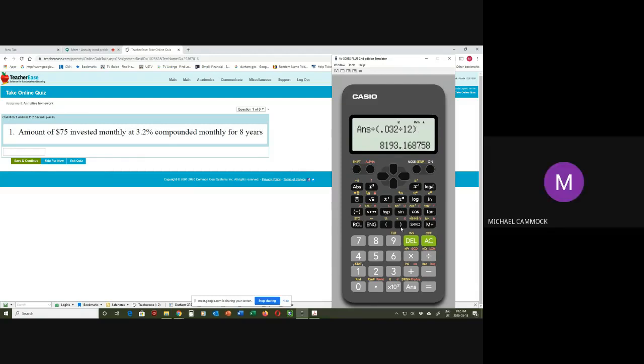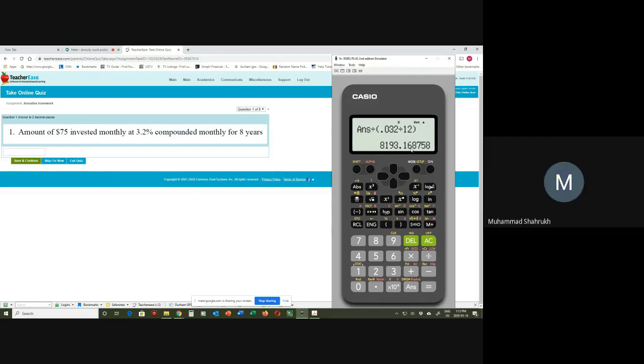Okay. So here's my answer. That's the answer I'm going to put in. So 8193 point. Now, how do I round this though? Because I need to round this right. I need 2 decimal places. So I need to stop after the 6. But should I keep the 6 or should I go up by 1? That's the real question, right? It's either going to be 6 or it's going to be 7. That's really what I'm trying to figure out here. Should I keep it as 6 or should I go up to 7?